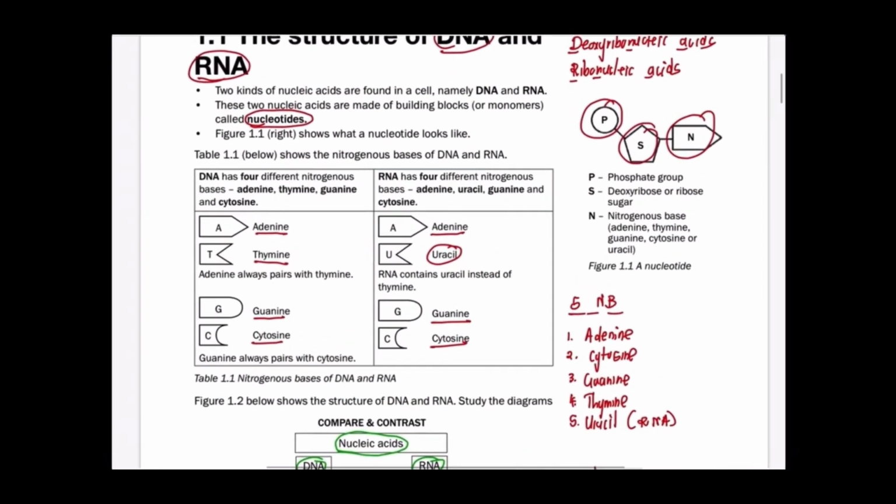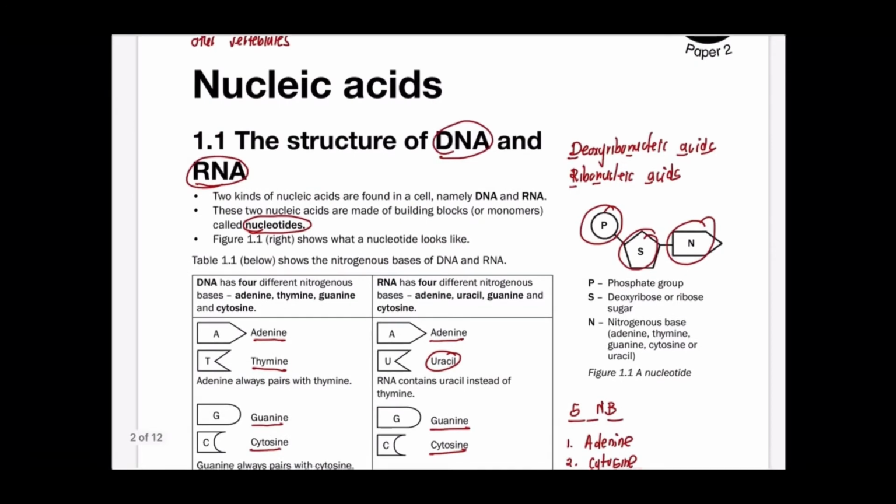So just to recap, we have two types of nucleic acids. You have DNA as well as RNA. DNA stands for deoxyribonucleic acids, and RNA stands for ribonucleic acid. And they are made up of building blocks, and their building blocks are called what? They're called nucleotides. And nucleotides are made up of three parts. They have a phosphate group, they have a sugar, which can be a ribose or a deoxyribose sugar, depending on whether it's RNA or DNA. And then thirdly, it has a nitrogenous base.